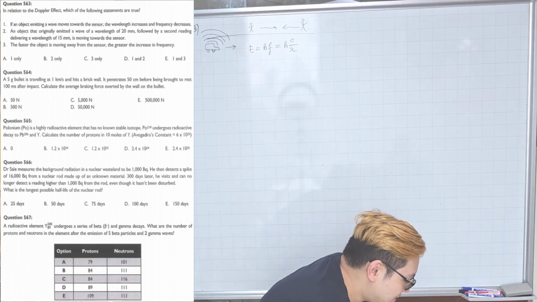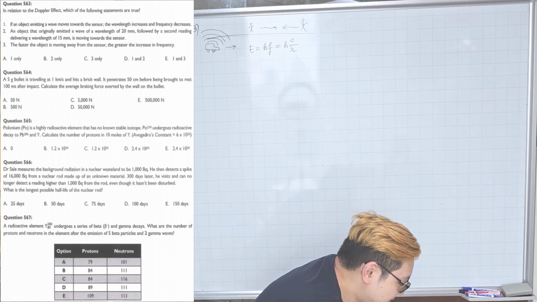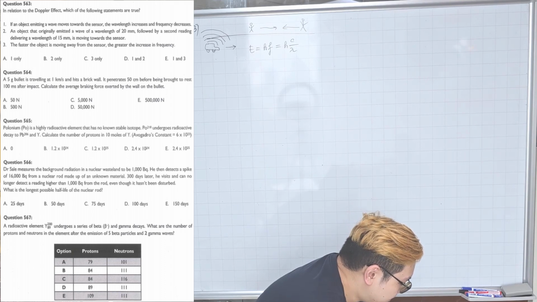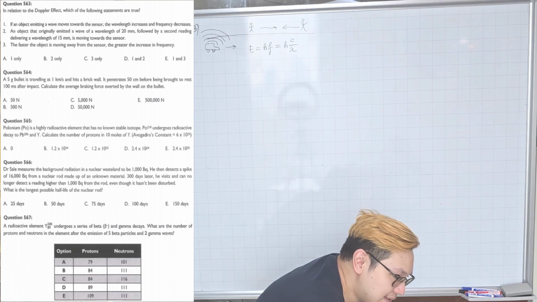Một vật thể mà lúc đầu nó phóng thích ra một cái sóng có bước sóng là 20 mm, được theo sau bởi lần đọc thứ hai, nó đưa ra một cái bước sóng là 15 mm, thì đang di chuyển hướng tới cái người quan sát.